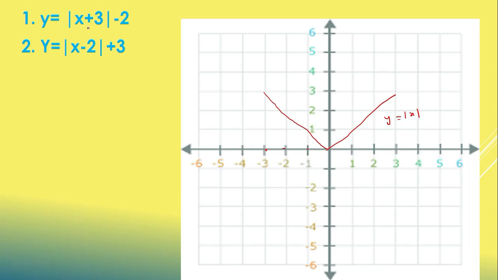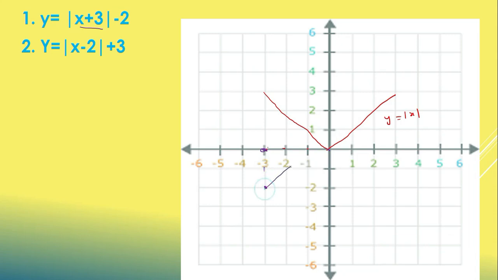Okay. 3. When we add a constant with the variable, the graph moves to the left side. So 3 units. So it will be here. This center point will be here. And minus 2, subtraction with the function. So when you subtract any constant outside, it will move 2 units down. So the center is now here.